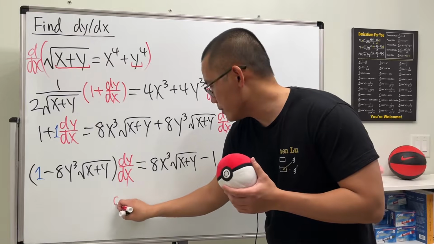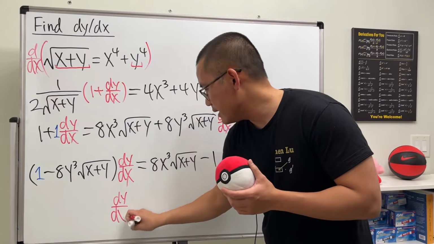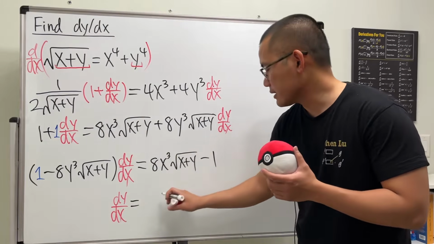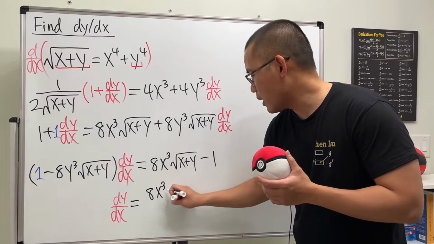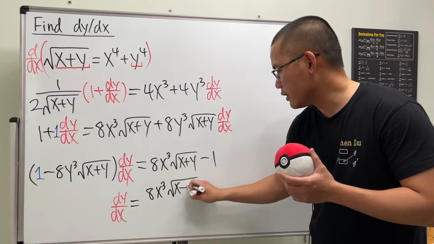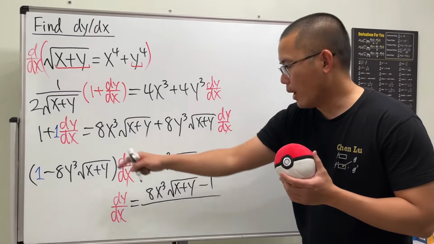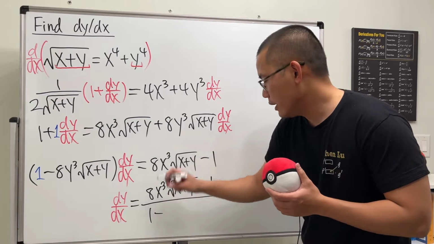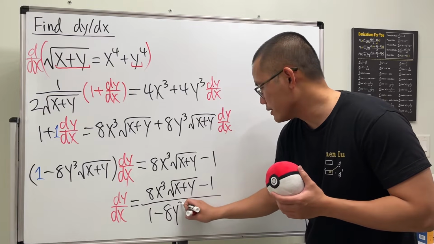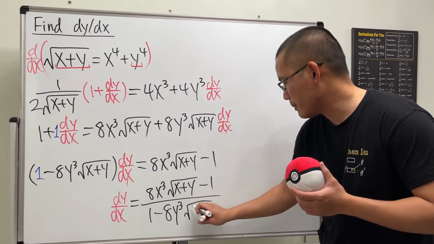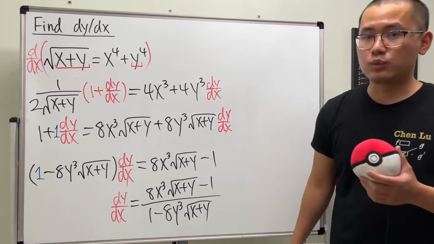So ladies and gentlemen, we get dy/dx being equal to this on the top, which is 8x to the third power times the square root of x plus y, and then minus 1, all over 1 minus 8 times y to the third power, and then also multiplied by the square root of x plus y.